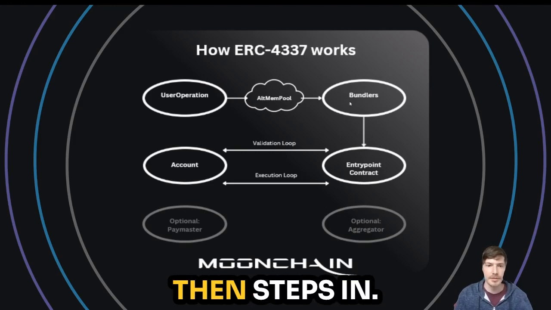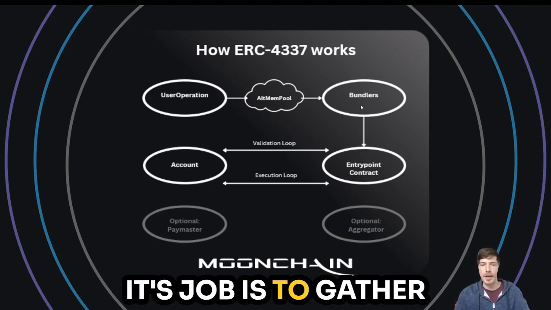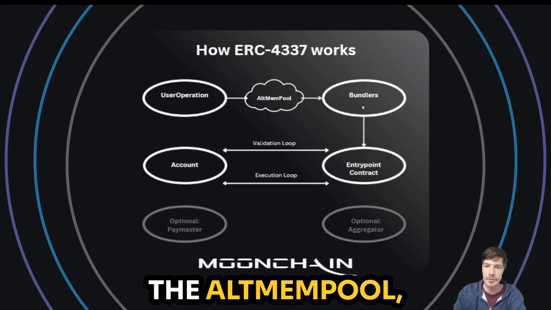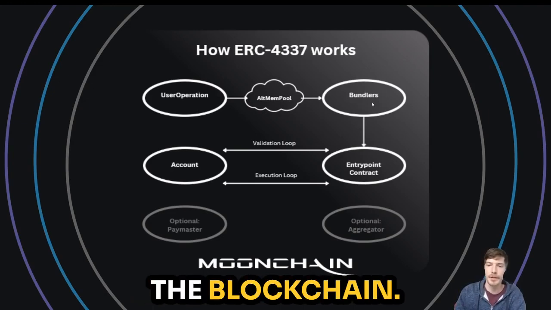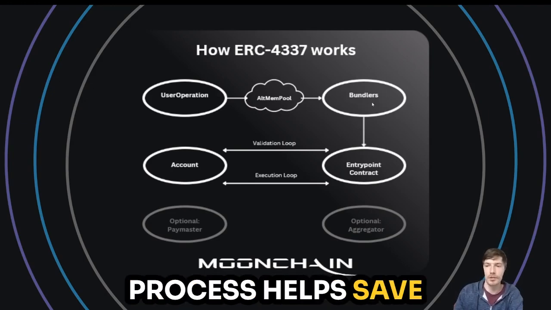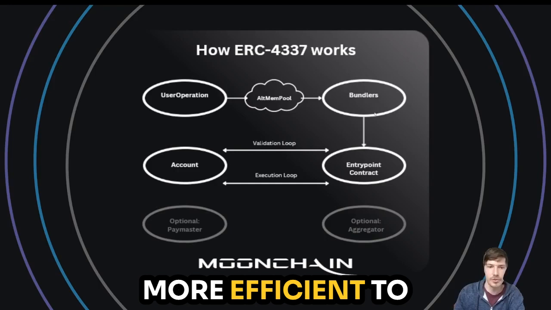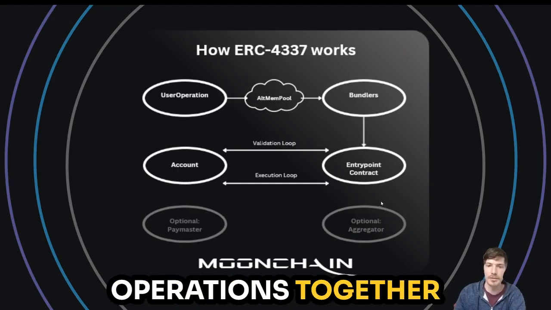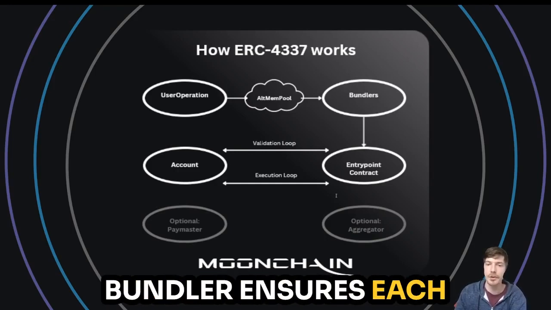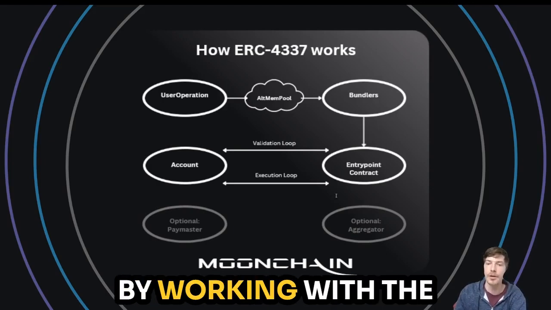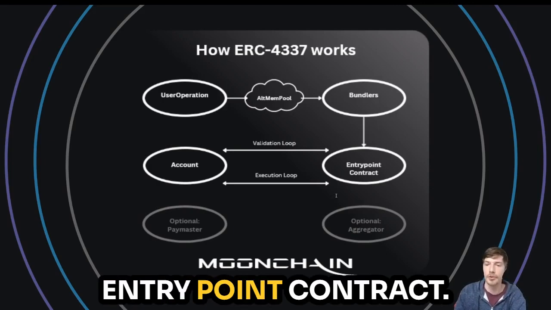The bundler then steps in. Its job is to gather multiple user operations from the alt mempool, organizing them in a single batch for submission to the blockchain. This batching process helps save on gas cost, as it's more efficient to submit several user operations together than separately. Before submitting, the bundler ensures each operation's validity by working with the entry point contract.